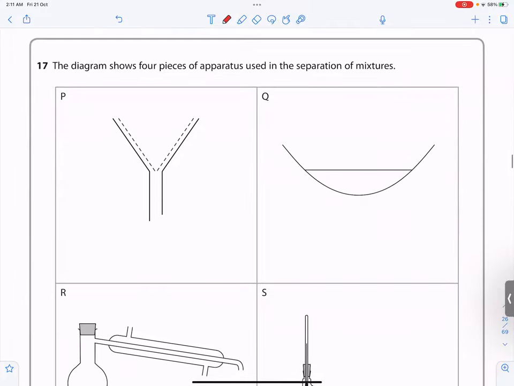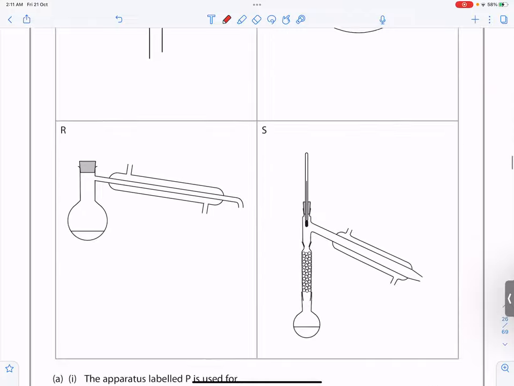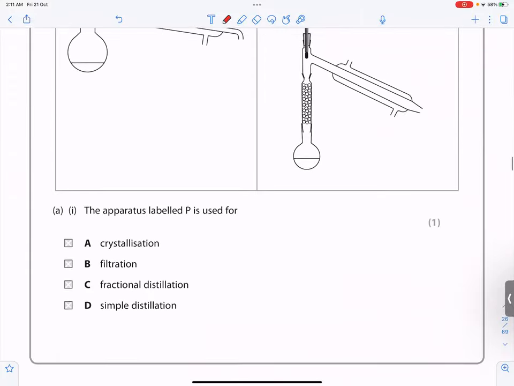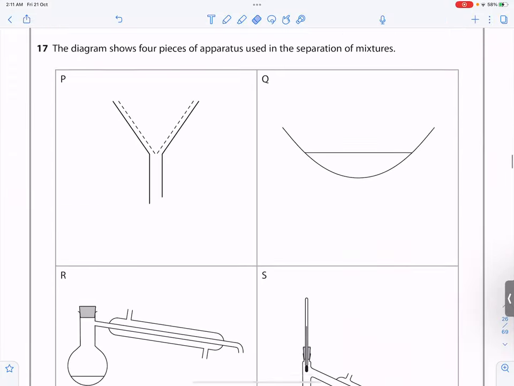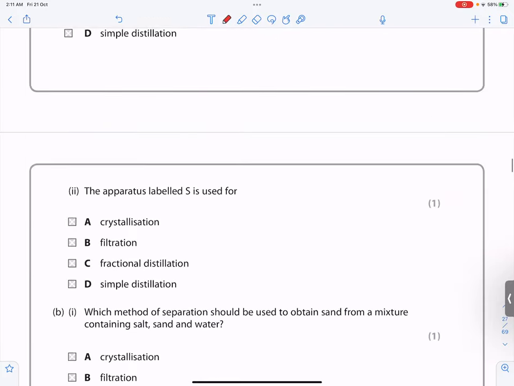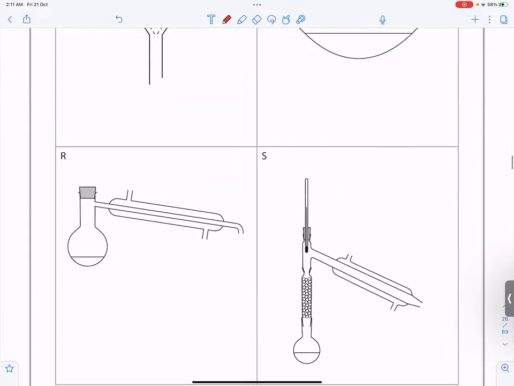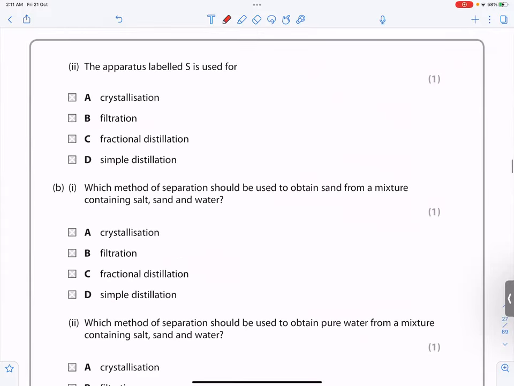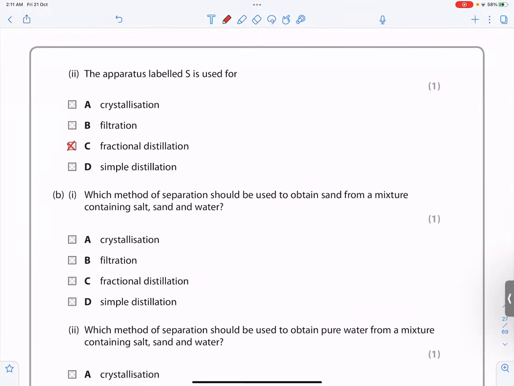Question 17. The diagram shows four pieces of apparatus used in separation of mixtures. The apparatus labeled P, P ده بيبقى filtration. Apparatus labeled S, S ده اللي هو fractional distillation. BI, which method of separation would be used to obtain sand from a mixture of sand, salt, and water? يبقى أكيد برضو filtration، عشان sand insoluble.